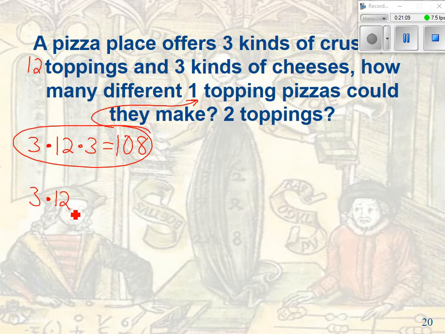Now we gotta pick a second topping this time. So now you only have 11 to choose from, because we're picking 2 toppings, not just double pepperoni or something like that. So it's 3 times 12 times 11. We still gotta pick our what? So now you're just throwing in another part to that. What's that get us? 1,188.